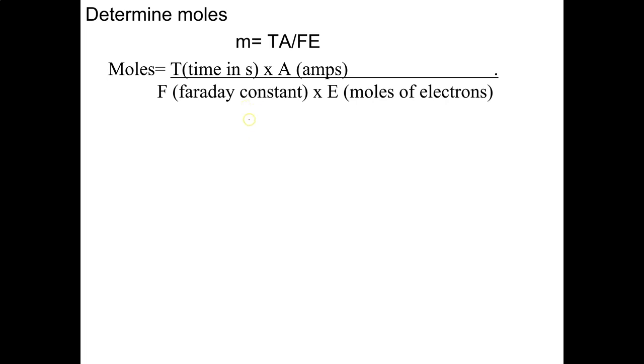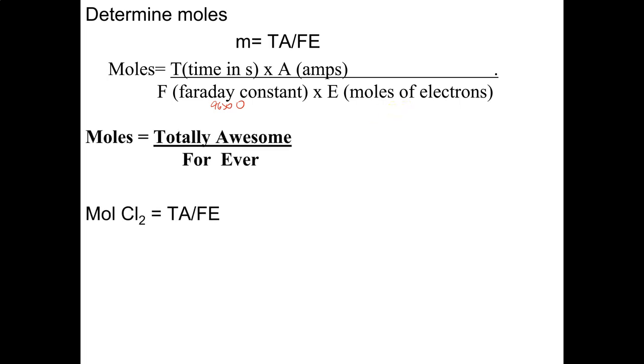So the totally awesome is time in seconds, A in amps. The forever part is the Faraday constant, which is 96,500, and the moles of electrons. Remember the same one we used for N, for the nFE formula? Same one comes back into play. So let's take a look at this. Moles are totally awesome forever.